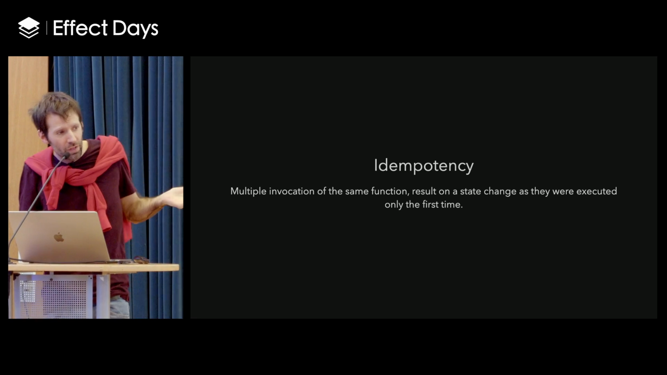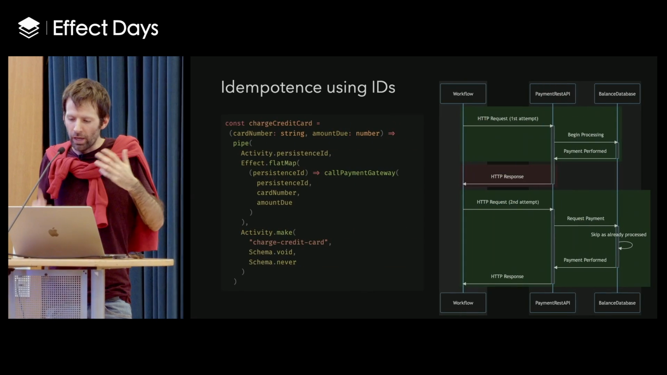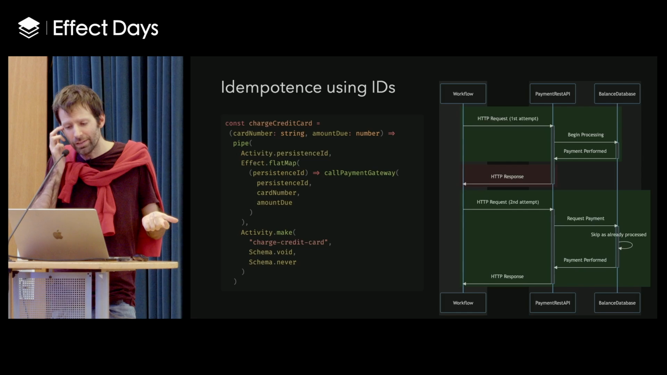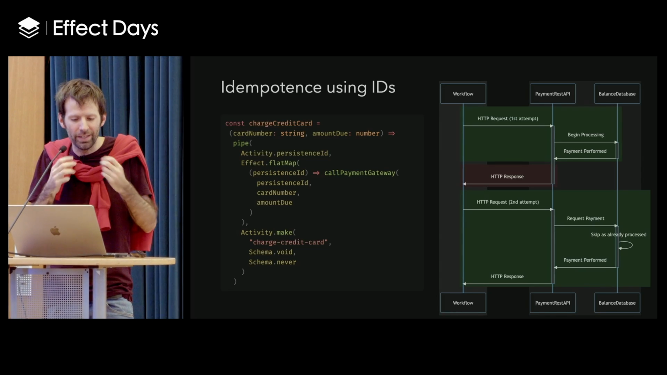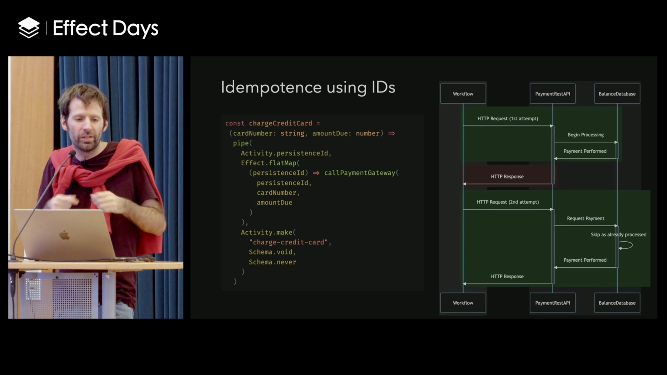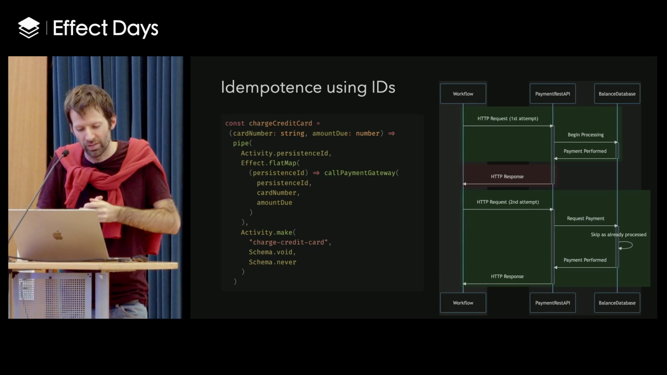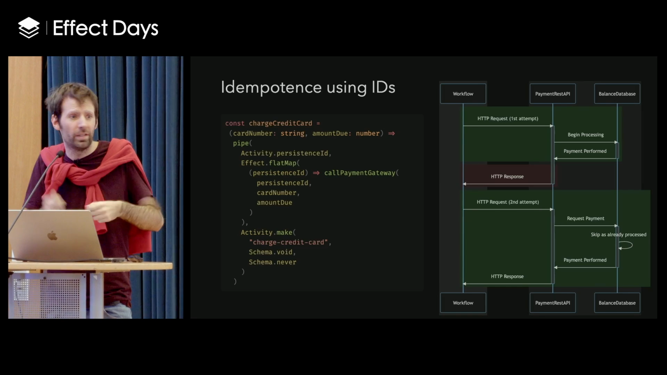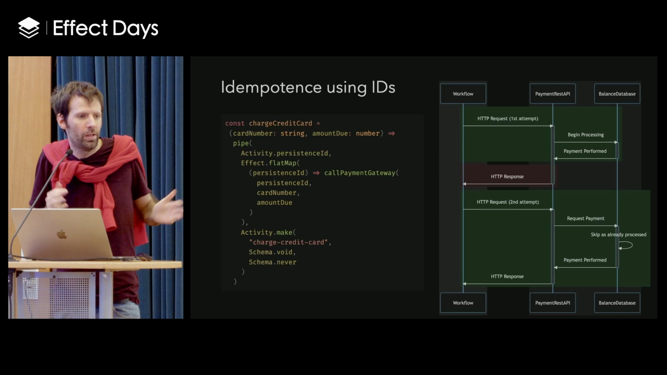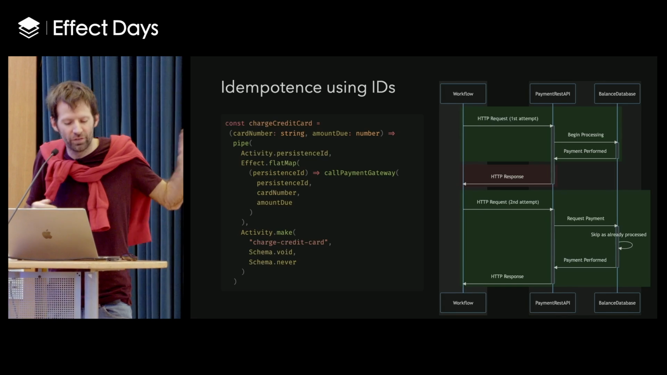So, how does Effect Cluster workflow help you with that? A common practice that we have is using idempotency keys. An idempotency key is basically a key that you provide with your request to the remote server in order to let the remote server handle and detect the duplicated request. So the remote server, when it detects a duplicated request, just sends back the response that it gave, for example, in the first execution.